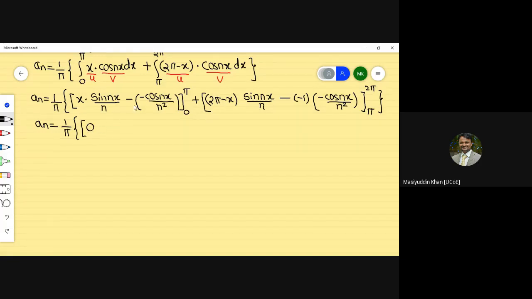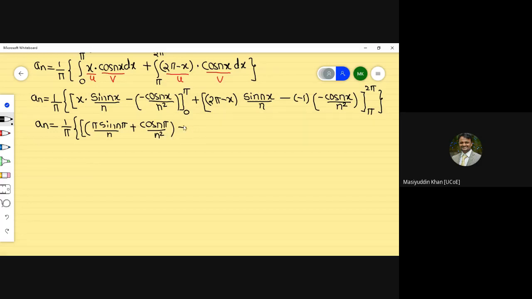Now for the limits, we have to put them one by one. First, putting the upper limit, x pi into sine n pi. If you want, I can show you one step here: sine of n pi upon n, and minus minus will become a plus. We put the upper limit as it is, so plus cos of n pi upon n square. So this is my upper limit.